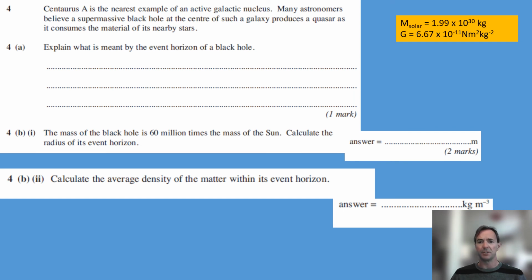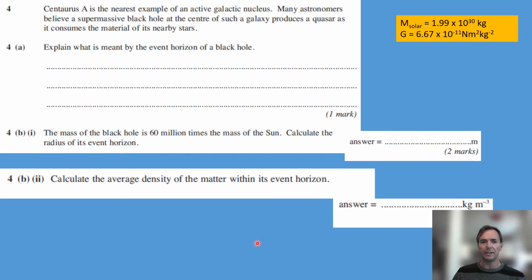Explain what is meant by the event horizon of a black hole. Just say it is when the escape velocity is greater than the speed of light. It's the radius at which the escape velocity equals the speed of light. Mention Schwarzschild radius in there as well. Remember, event horizon is not a general description of what a black hole is. It's just where the escape velocity exceeds the speed of light.